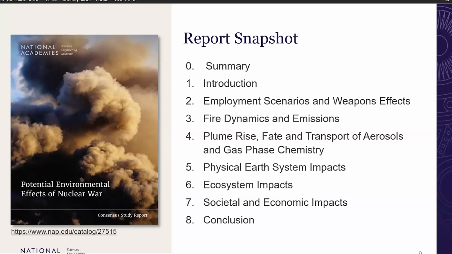So this is a snapshot of the report. There are 8 chapters, including the intro, conclusion, and the executive summaries. Chapters 2, 3, and 4 address the weapon employment scenarios, weapons effects, and material transport and transformation in the atmosphere, which lays the foundation for this study. Chapters 5, 6, and 7 discuss the study of the impacts to the physical Earth ecosystem and the human social and economic systems. Next slide, please.